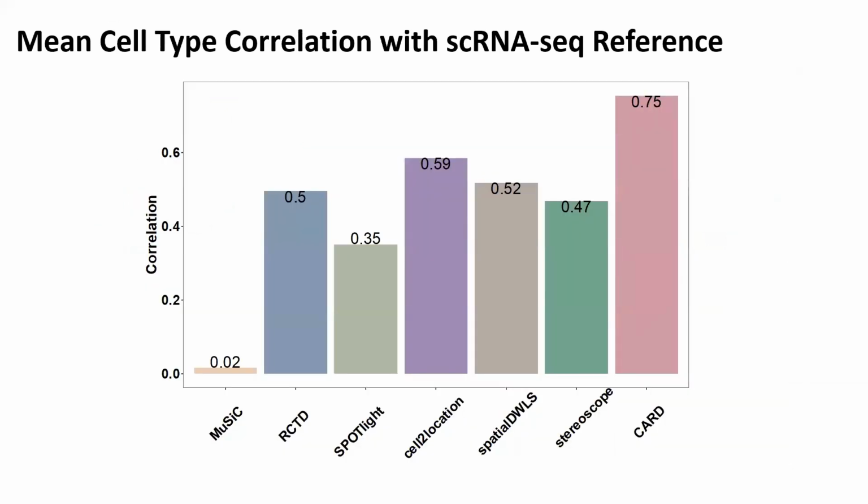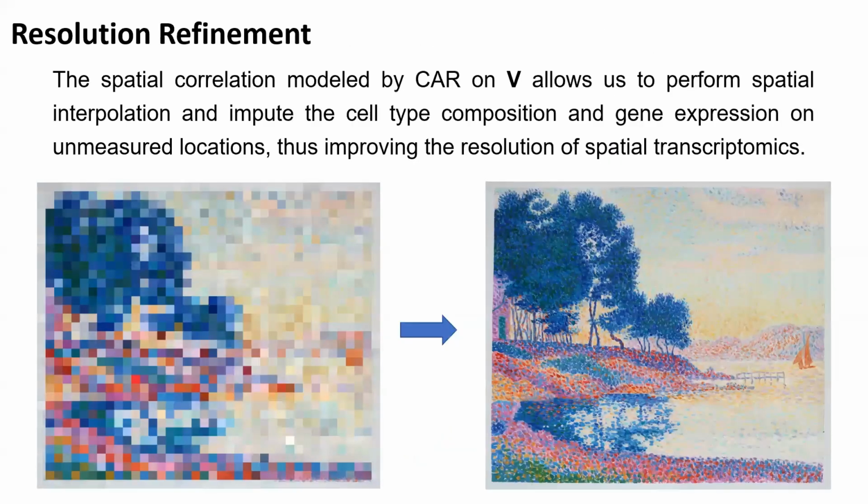We can certainly compare with the ground truth, the single cell RNA cell type composition, to see which method works best. You can see that our method achieves the highest correlation with the ground truth average cell type composition compared with the other methods. And it can also do a spatial refinement.